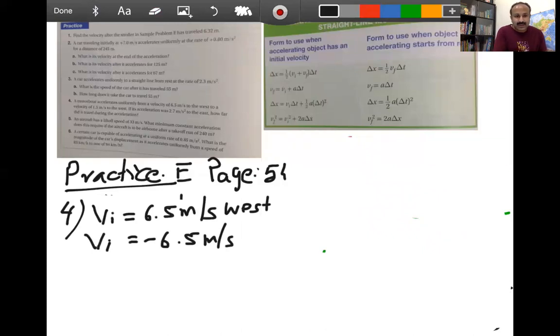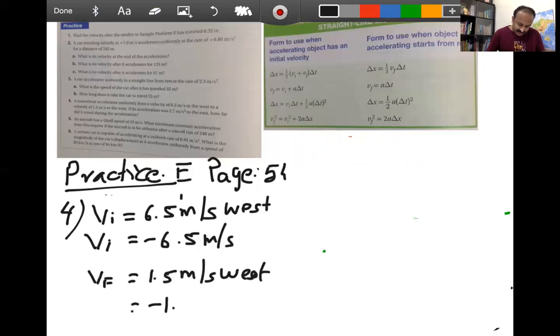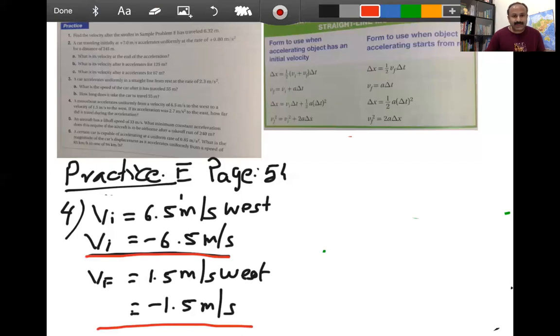Okay, and accelerates uniformly from a velocity of 6.5 meters per second to the west to a velocity of 1.5 meters per second to the west. So his velocity reduced. The final velocity is 1.5 meters per second west, or you can say minus 1.5 meters per second. Again, I'm telling you why it's minus, because it's going to the west. So your VI is minus 6.5 and your VF is minus 1.5 meters per second.